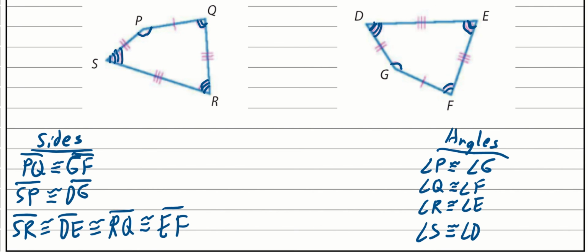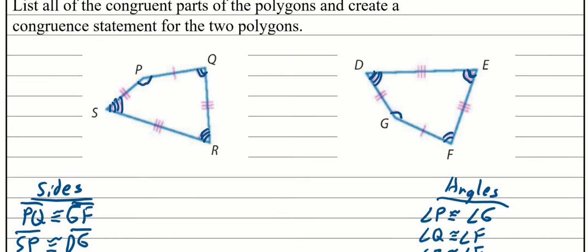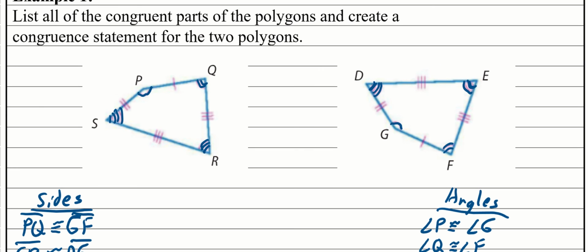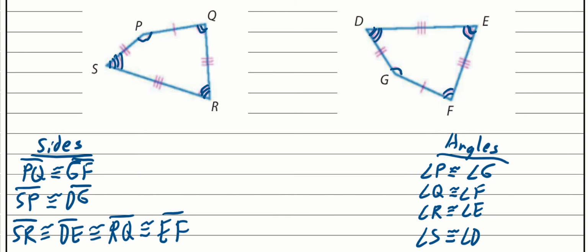So now I'm ready for the final step, which is we want to create a congruence statement. That's just stating it out and making sure that we have the letters in the right spot. So for this first one, we'll just call it polygon. And this one, it doesn't matter the order of the letters. We just need to name them all out. So let's just go around: PQRS. Okay, polygon PQRS. We are going to say that is congruent to the other polygon here.